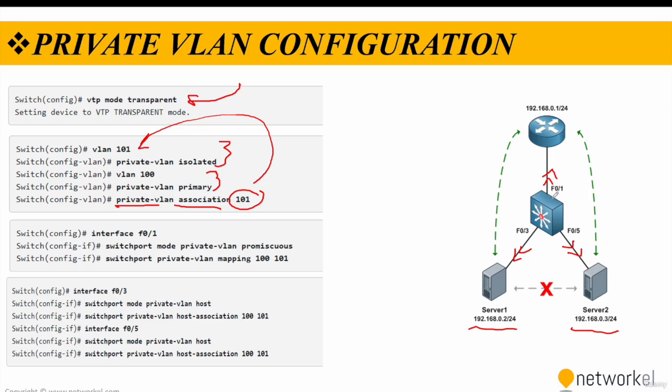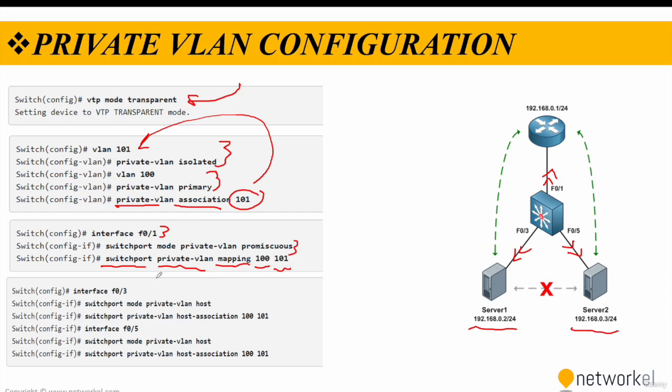Okay, for example, Fast Ethernet 01 will be the promiscuous port, and then I am assigning switch ports to the private VLAN. So ports can be assigned to primary VLANs with specific types of secondary VLANs. The command is switchport private-vlan mapping 100 101. Okay, this is the configuration for Fast Ethernet 01.